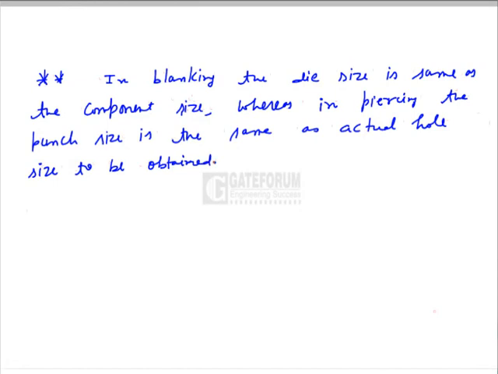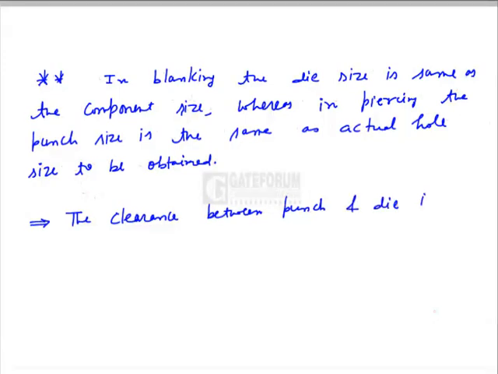So based on this fact, many questions are being asked every year in GATE examination. So we will take one problem based on our fact. And normally one of the facts is also there. The clearance between punch and die is taken as 7% of the steel sheet thickness.